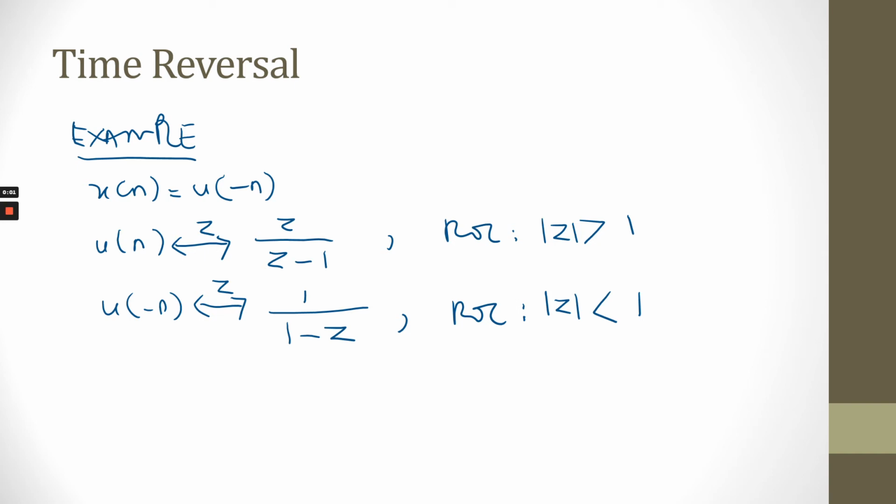This is the example for time reversal. If we have x[n] equal to u[-n], so the original one is u[n]. For u[n], the z transform of this signal is equal to z over z minus 1, where the ROC is |z| larger than 1. For time reversal, or flipping the signal u[-n], the z transform of this function is equal to 1 over 1 minus z. In this case, the ROC is |z| less than 1.